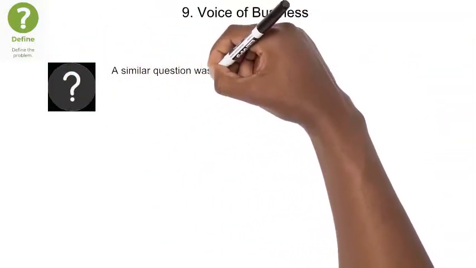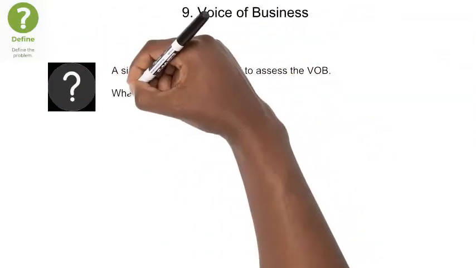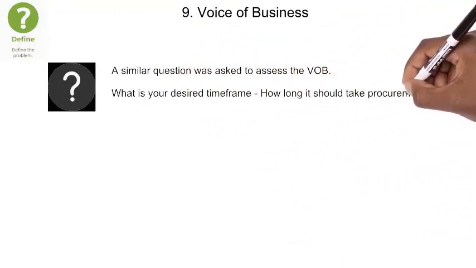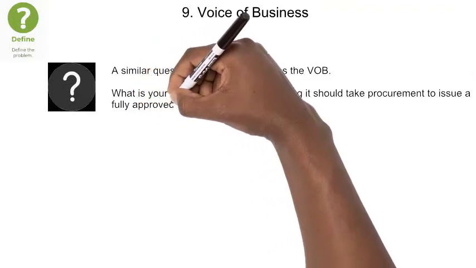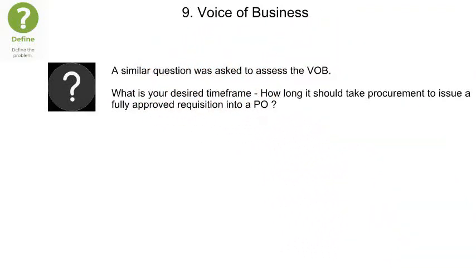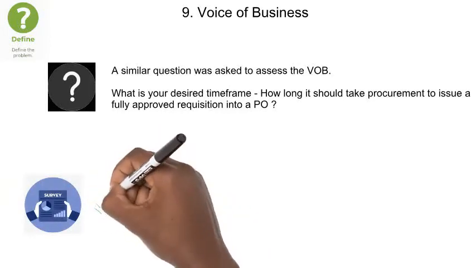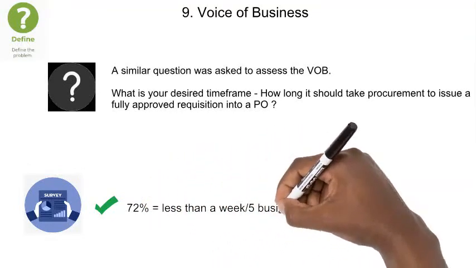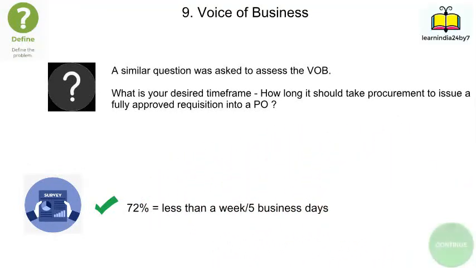In the next step, voice of business analysis was carried out. As part of the analysis, a similar question was asked to assess the voice of business. The question asked was, what is your desired time frame? How long should it take procurement to turn a fully approved requisition into a purchase order? 72% responded saying that it should take less than a week or 5 business days.